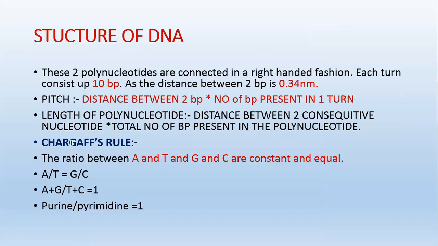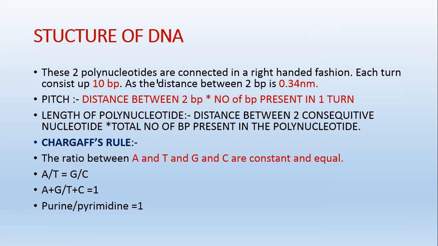So this is also very important. In most of your medical entrance examinations you can expect they will give you the distance between two base pairs and the number of base pairs present in one turn, and they will ask you to find the pitch. So what is this? These two polynucleotides are connected in a right-handed fashion. What do you mean by right-handed? Like in a right-handed way, not in a left-handed way. The turning has happened in a right-handed way. So these two polynucleotides are connected in a right-handed fashion.